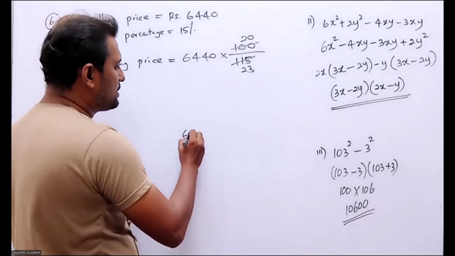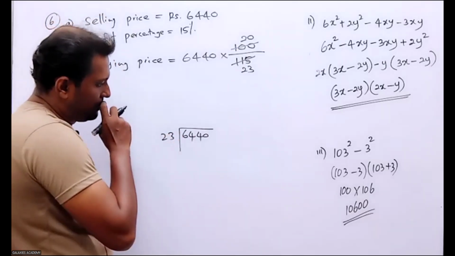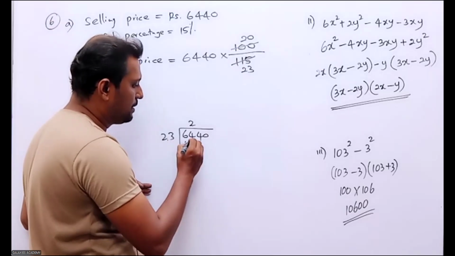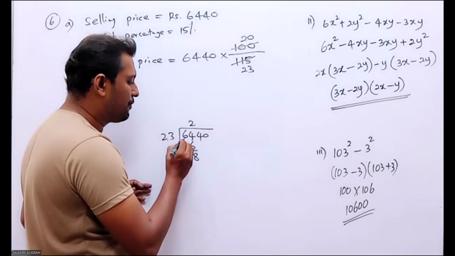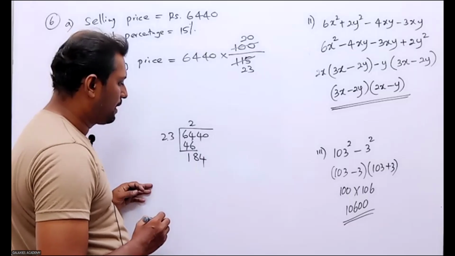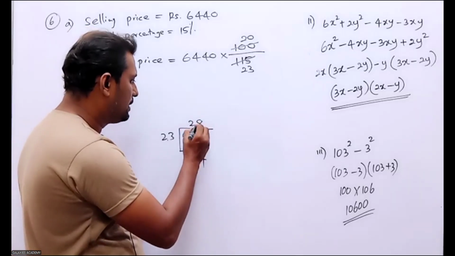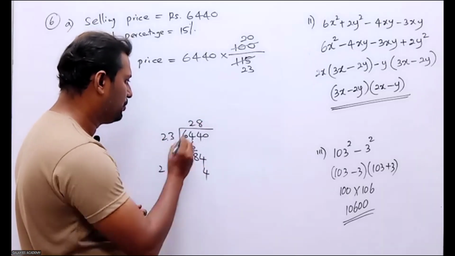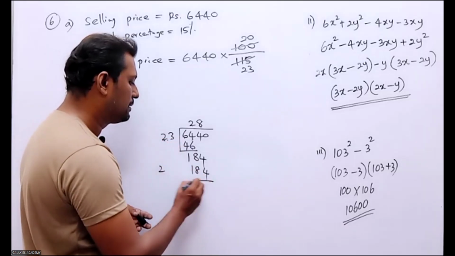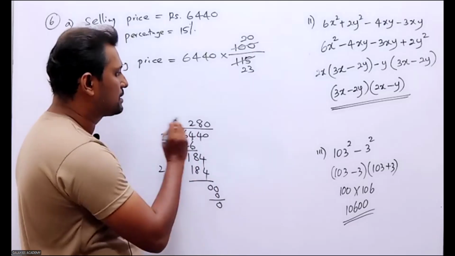Then you check 6,440. Can you divide this by 23? 2 times 23, 46. 64 minus 46, 18. 4 minus 0... bring down: 184. How many? 8. 8 times 3, 24. Remaining 2. 8 times 2, 16. 16 plus 2, 18. Remaining 0. Then another 0 you have to put here. Then what is the answer? 280.